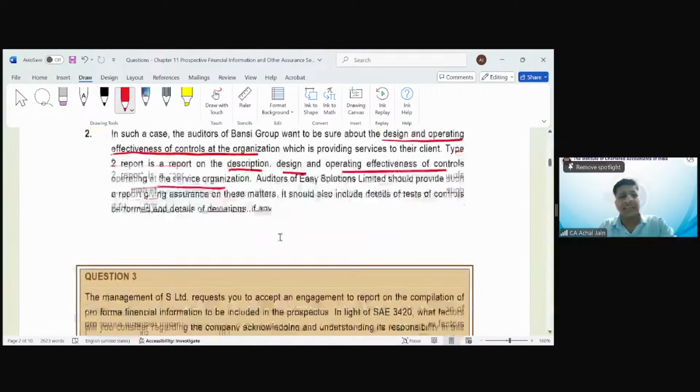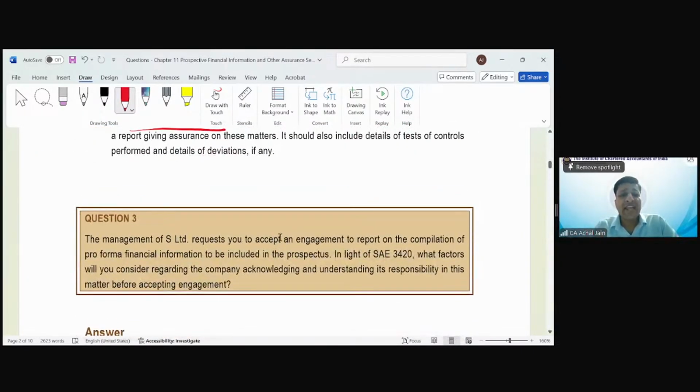Okay. Next. Management of S Limited requests you to accept an engagement to report on compilation of pro forma financial information to be included in the prospectus. In light of, again, auditing standard, standard is referred. What factors will you consider regarding the company acknowledging and understanding its responsibility in this matter before accepting the engagement? Over to you.